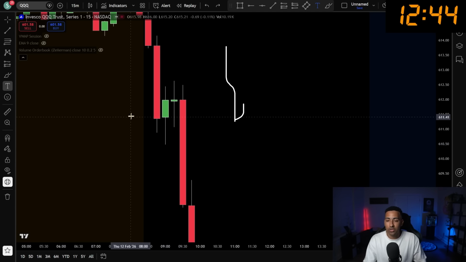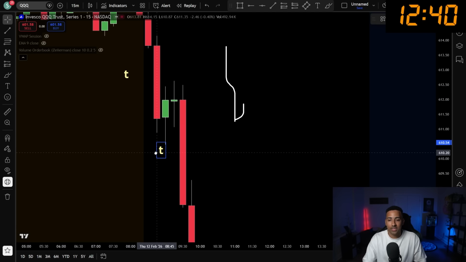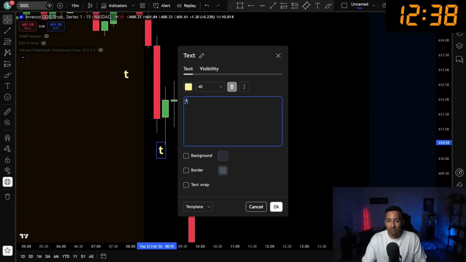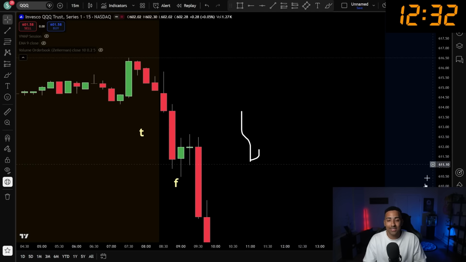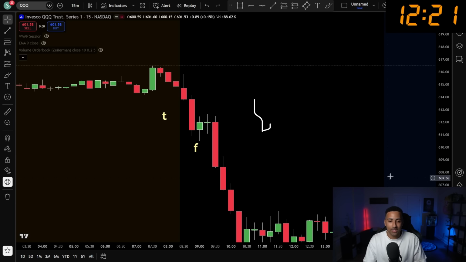So if we were to put a T here, we already know that we have trend going along this side. This becomes your failure. And so what I'm looking for in this strategy is for me to have next a continuation. We have a trend, we have a fail. Now we need to see a C, which is a continuation. A continuation looks like this.